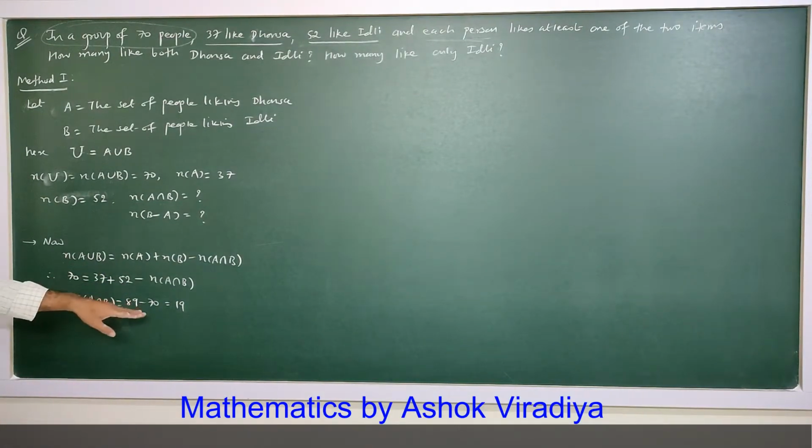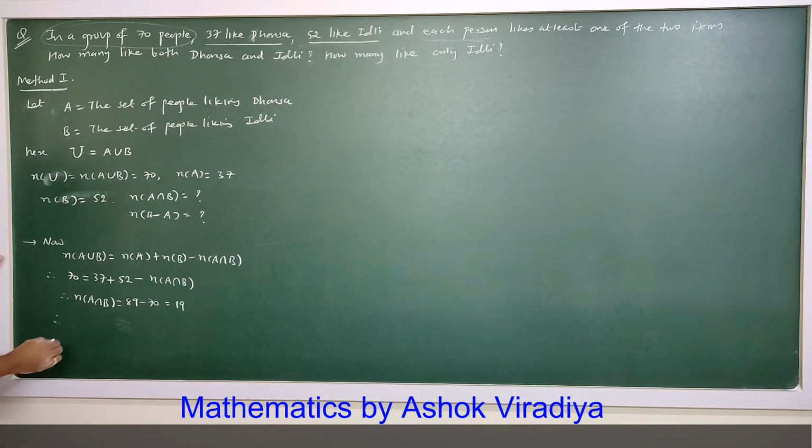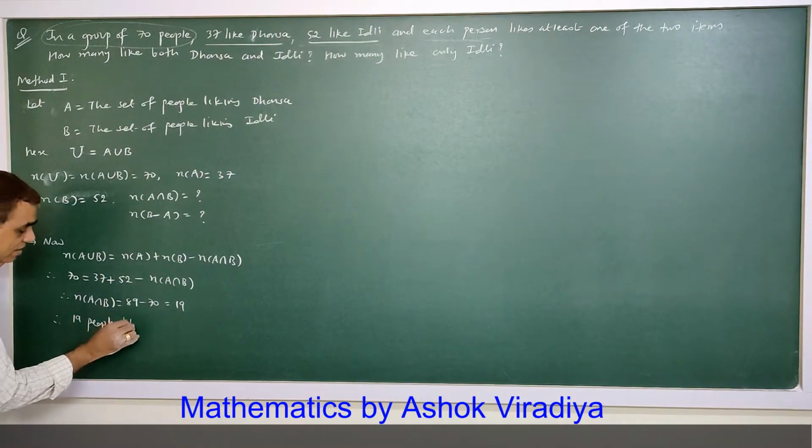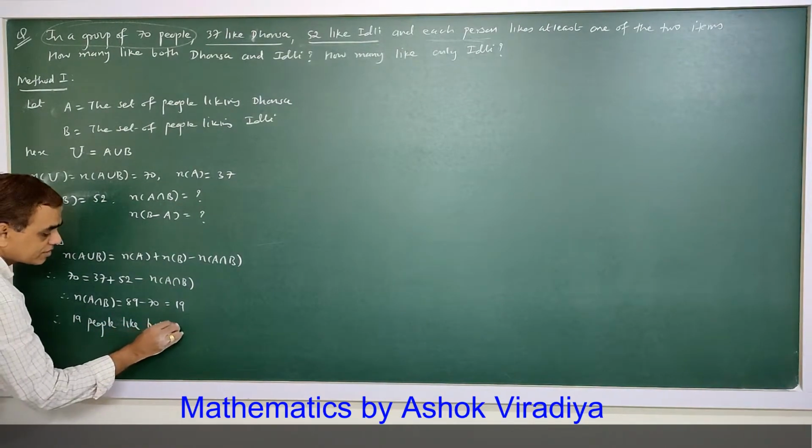89 minus 70 is 19. So 19 people like both dosa and idli. Therefore 19 people like both items.